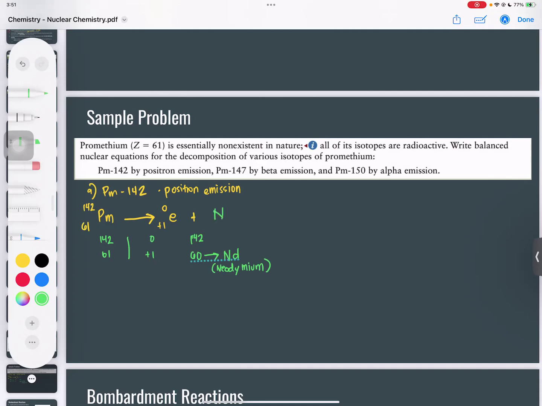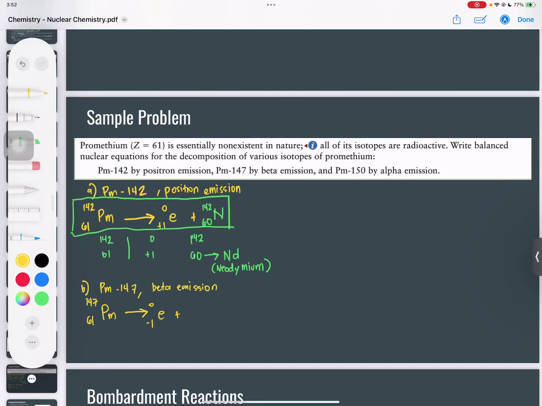So therefore, the daughter particle should be, so this is your balanced nuclear equation. Next, for letter B, we have promethium-147 by beta emission. So we have, it emits a beta particle or an electron.